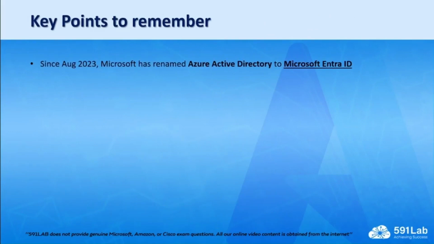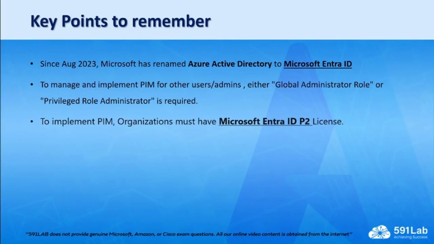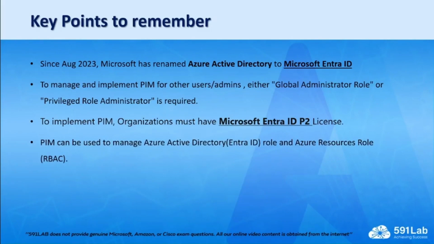So, since August 2023, Microsoft has renamed Azure Active Directory to Microsoft Entra ID. To manage and implement PIM for other users and admins, either Global Administrator role or Privileged Role Administrator is required. To implement PIM, organizations must have Entra ID P2 license. And lastly, PIM can be used to manage Azure Active Directory or Entra ID role and Azure Resources role, which is called also RBAC roles.